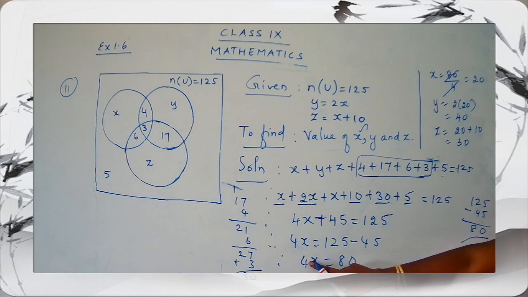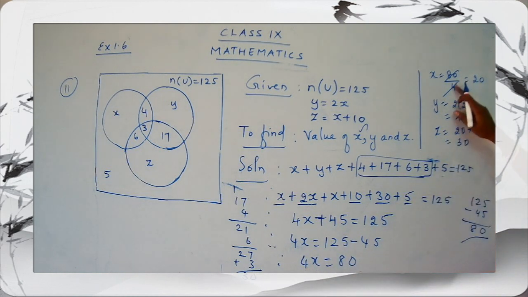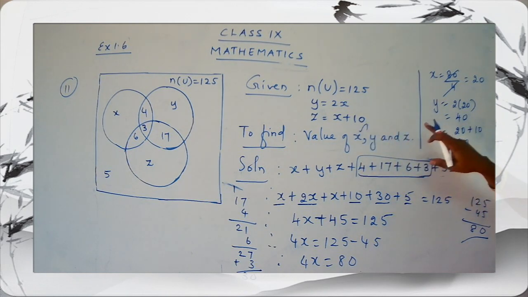So this is the form of multiplication. So when it comes to the RHS, it becomes division. So x is equal to 20. So y is equal to 2x. 2 into 20, that is 40. z is equal to x plus 10. What is the value for x, children? It's 20. So 20 plus 10, which gives you 30. So we have found the value for x, y, and z.